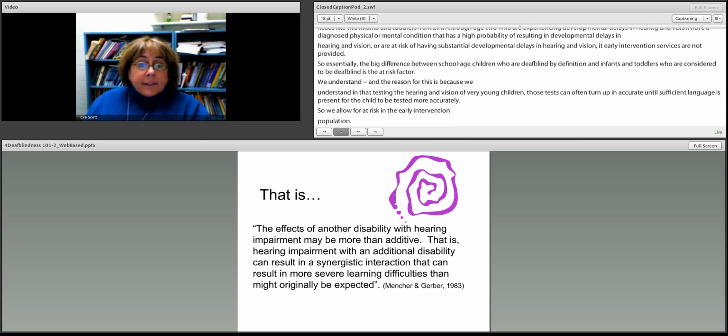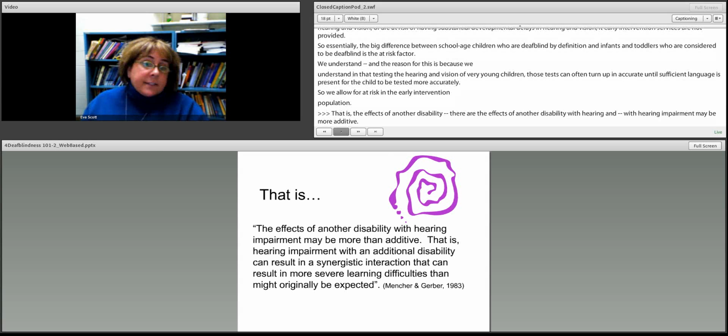That is, the effects of another disability. There are the effects of another disability with hearing and vision. With hearing impairment, it may be more additive. That is, hearing impairment with an additional disability can result in a synergistic interaction that can result in more severe learning disabilities or difficulties than might originally have been expected.